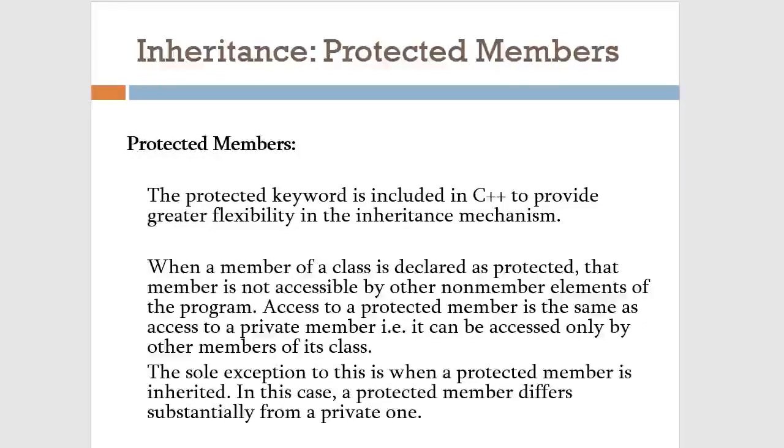So that means if you create one class and create a protected member within that class, then those protected members can just be accessed by the public members of that class. They cannot be accessed outside the class. But the exception to this is when a protected member is inherited. In this case, the protected members differ substantially from the private ones. That means the protected members of the base class can be accessed through a derived class as well. So this is how protected members work in the inheritance mechanism.